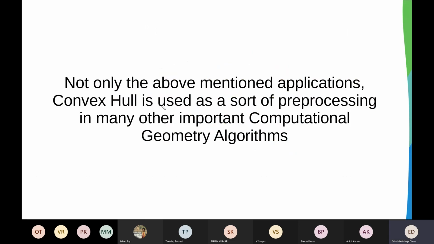Not only the above mentioned applications, convex hull is also used as a sort of pre-processing in many other computational geometry algorithms. Let's say you have a problem and you want to design an algorithm for it, with an input set of points. Instead of directly going on with the algorithm, sometimes computing the convex hull and looking at it can give us more insight on how to approach the problem, or sometimes just computing the convex hull will solve some part of the problem. So convex hull is actually very useful.